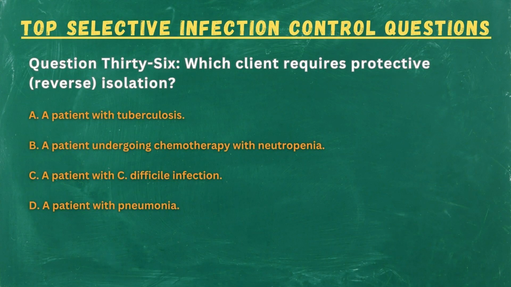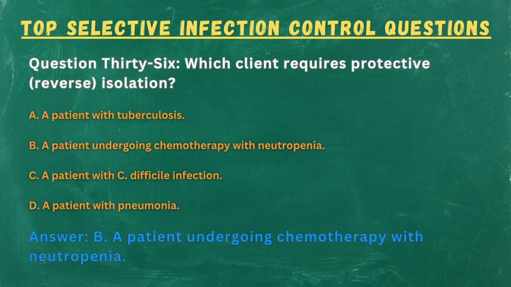Question 36. Which client requires protective reverse isolation? A. A patient with tuberculosis. B. A patient undergoing chemotherapy with neutropenia. C. A patient with C. difficile infection. D. A patient with pneumonia. Answer: B. A patient undergoing chemotherapy with neutropenia.